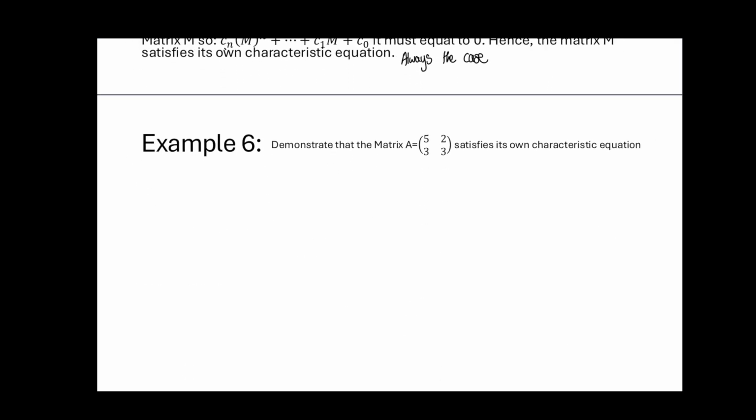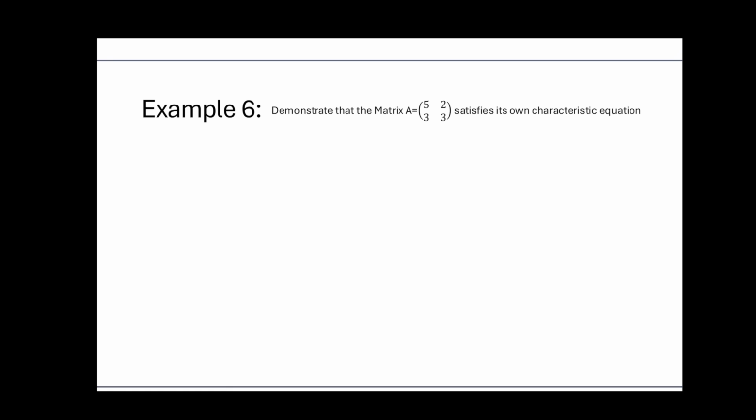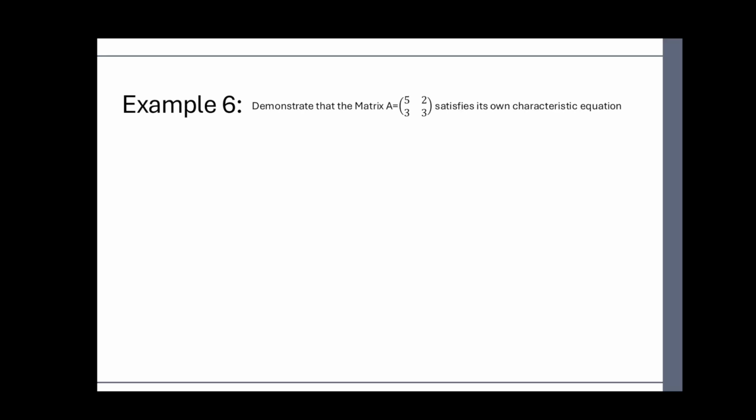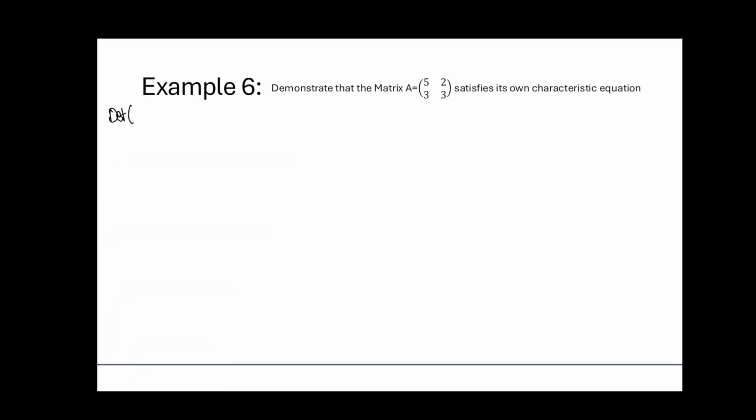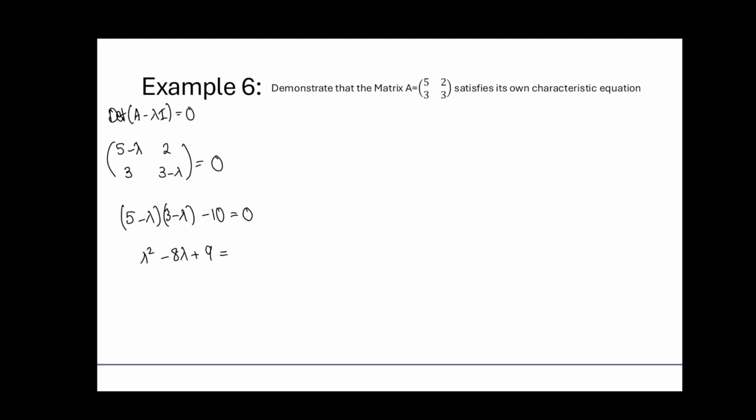Just to show that, we're going to demonstrate that the matrix A, which is 5, 2, 3, 3, satisfies its own characteristic equation. So first thing, we need to find the characteristic equation. We do that by doing det(A minus lambda I) is equal to 0. So we have 5 minus lambda, 2, 3, 3 minus lambda, and we need to find the determinant. So (5 minus lambda)(3 minus lambda) minus 10 is equal to 0. That gives us the equation lambda squared minus 8 lambda plus 9 is equal to 0.